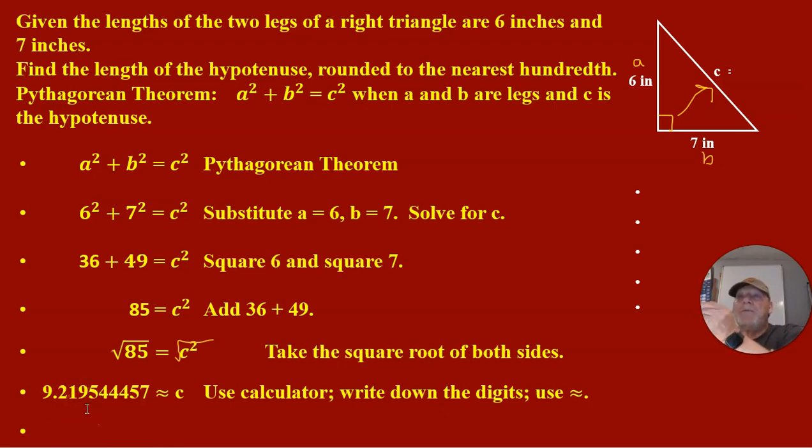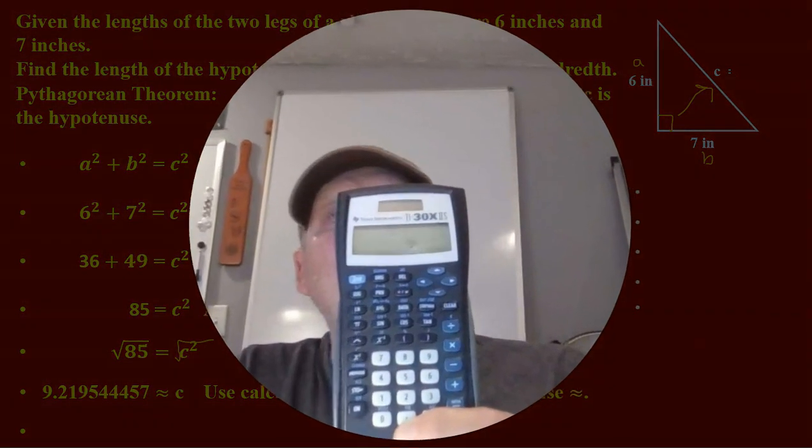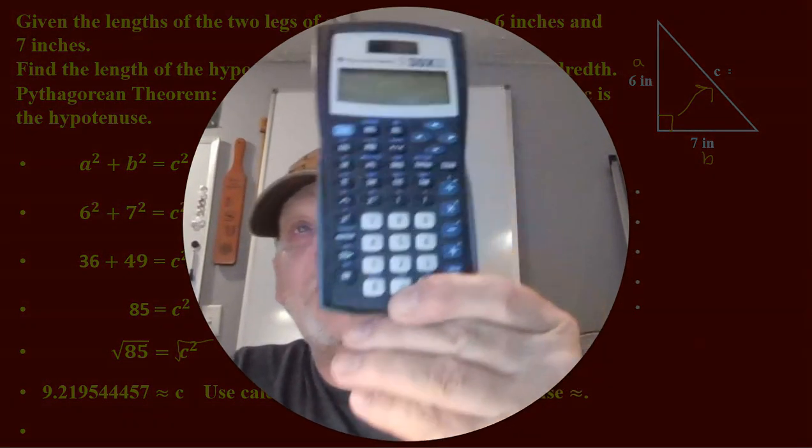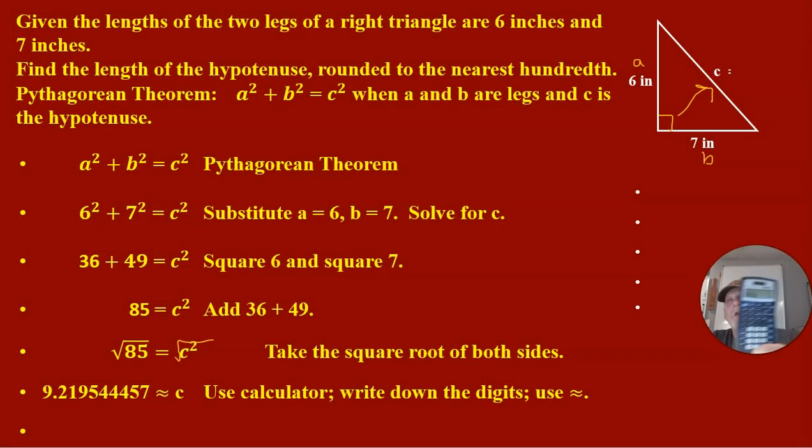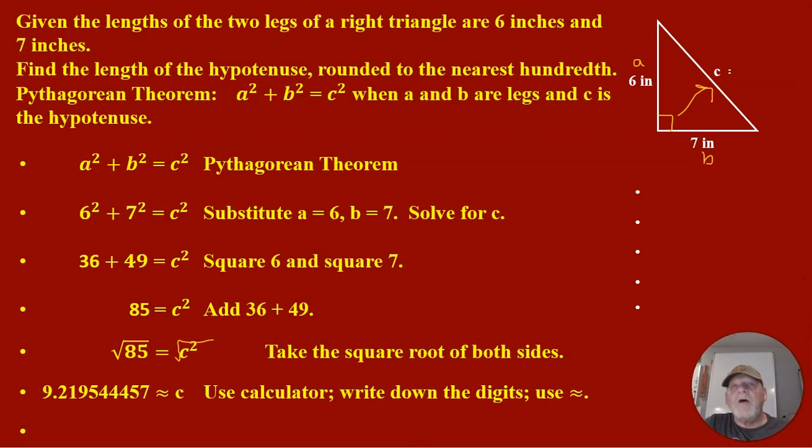9.921544457. And I happen to use a TI-30. You can use whatever calculator you want, but this happens to be my choice calculator if I'm not using a graphing calculator. All right, so now how do we round that?